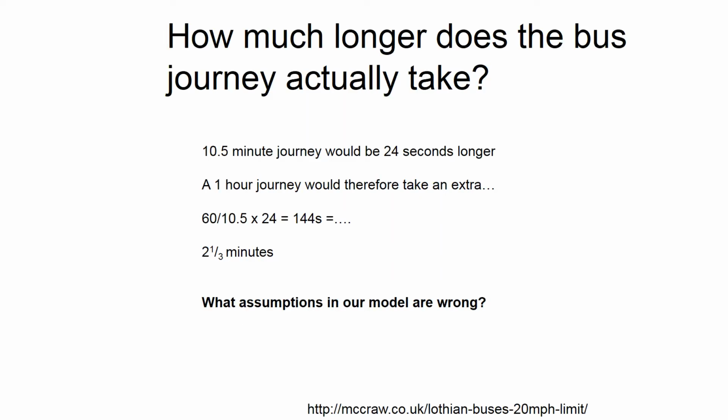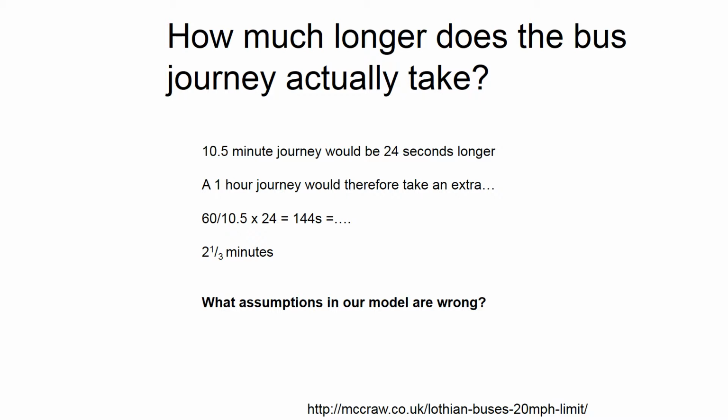So some people didn't stalk his brother around and time his journey to work, but they did some experiments by doing a survey of bus times and working out what they would be if the bus was limited to certain speeds. And it turns out that this hour-long journey would only take 2.5 minutes longer if you change the speed limit. So this doesn't agree with this model. And hopefully, I think you all know what's wrong with the model.